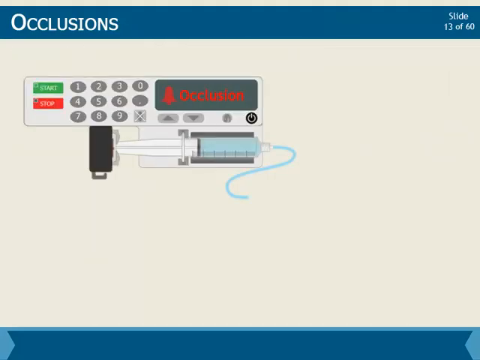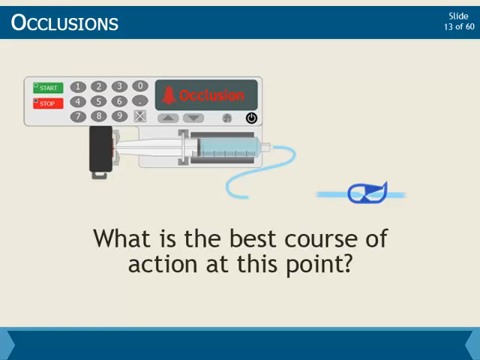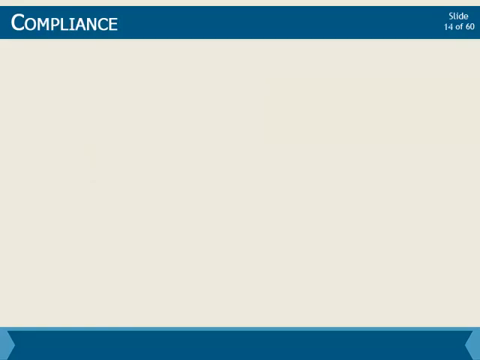Let's say a true occlusion alarm has sounded, the pump has stopped, and you have identified the source of the occlusion as being a kinked or inadvertently closed or clamped line. What is the best course of action at this point? We will answer this question, but first, we need to talk about compliance.